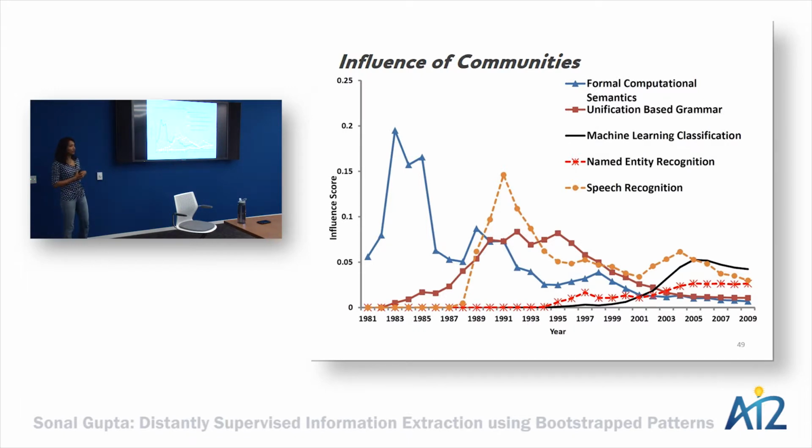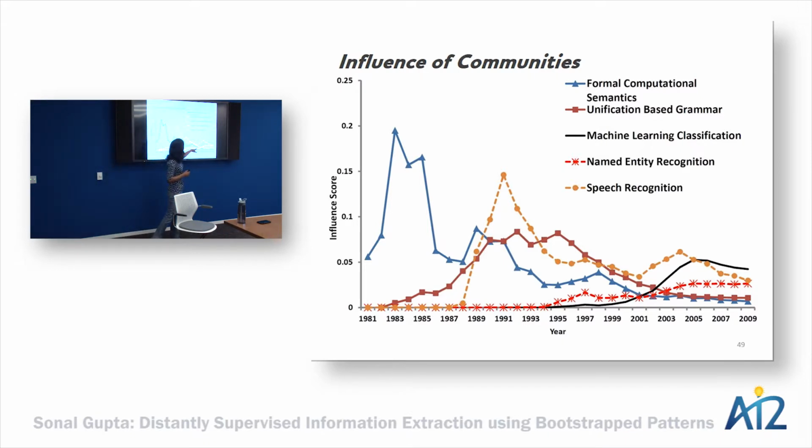So here is a graph. On the y-axis, we have the influence score. And the x-axis are the years from 1981 to 2009. These are papers from the ACL Anthology. And we are looking at subcommunities inside computational linguistics. So the orange one is speech recognition. It has come back into popularity recently, but in 2009, there were very few papers getting published on speech recognition. But still, it has been pretty influential because it brought tools that are used by other communities.